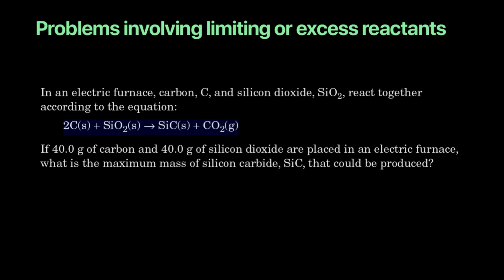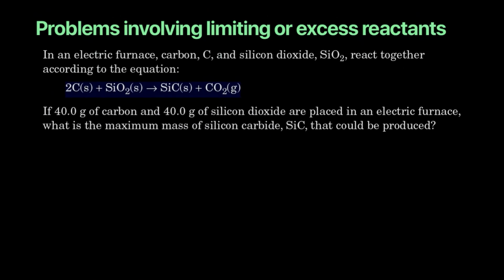The excess reactant can never control how much product you make. It's the limiting that controls how much product you make. Alright? Now I want to explain this using a question and an example. This is one of the worked examples given.